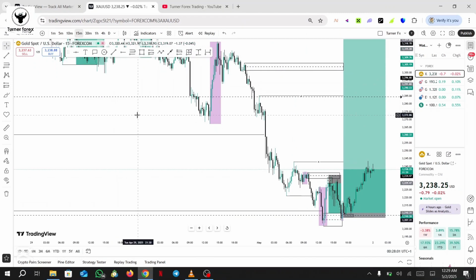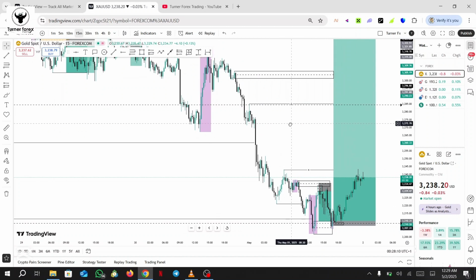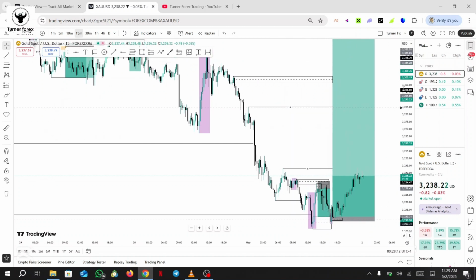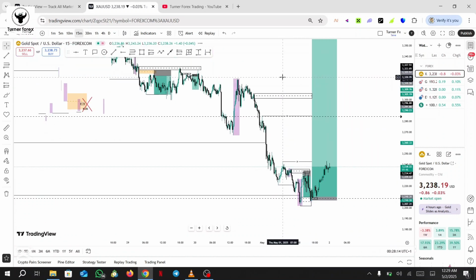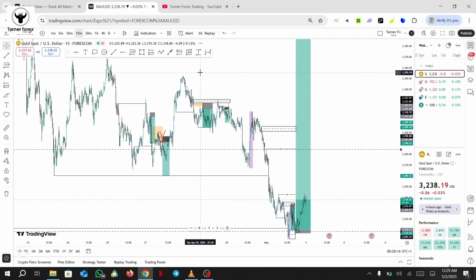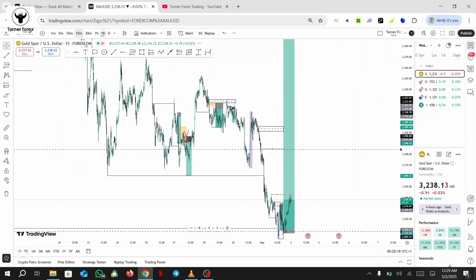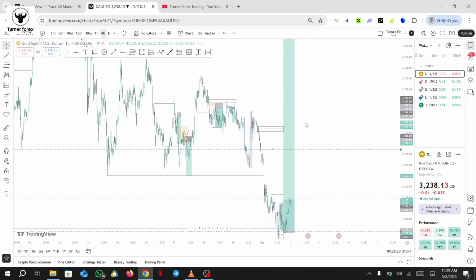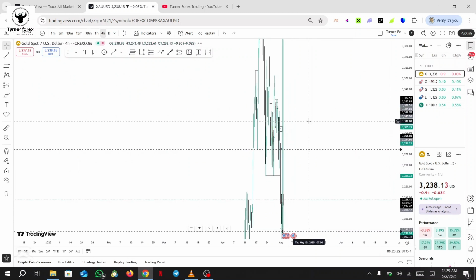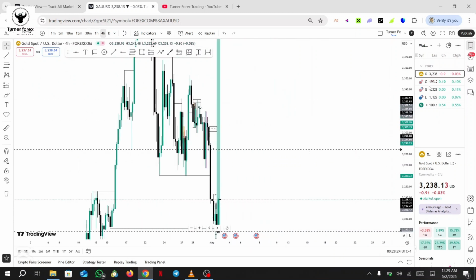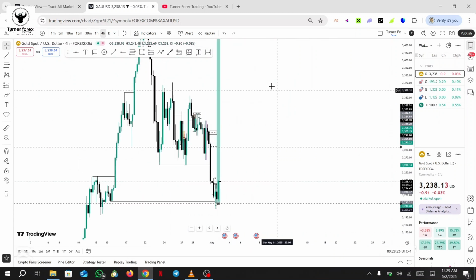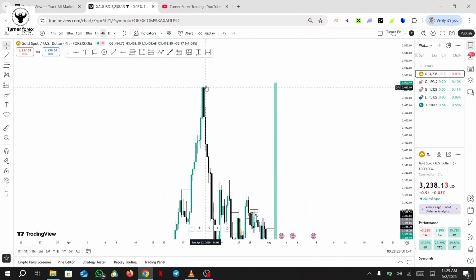This is Turner FOREX, and as you can see right now, I am in a trade on gold, right? Basically, I'll be swinging this trade up to the last higher high on gold. Let me go to the 4 hours time frame, guys. So I'll be swinging this trade right up to this high, right?